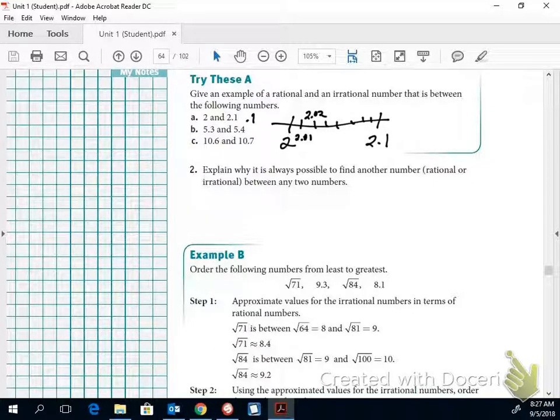So give me an example then between 5.3 and 5.4 and between 10.6 and 10.7 on your own. Go, find one. Find a combination. If it helps to think, as I was talking to Isaac and the rest of you for that matter, in terms of pennies, do that.